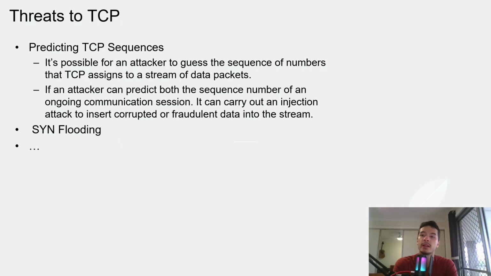So threats to TCP: predicting TCP sequence numbers. It is possible for an attacker to guess the sequence numbers that TCP assigns to a stream of data packets. If an attacker can predict the sequence number of an ongoing communication session, they can carry out an injection attack to insert corrupted or fraudulent data into a stream.